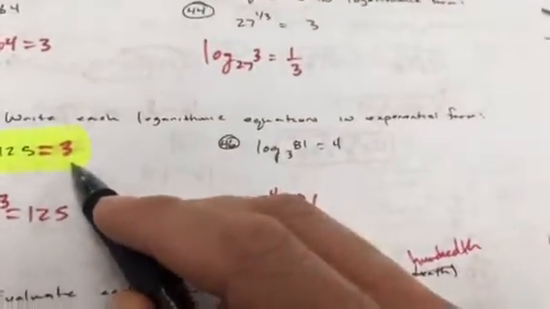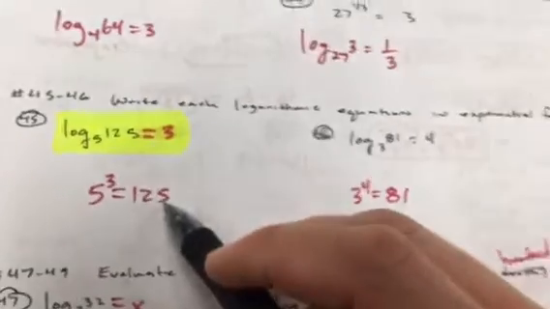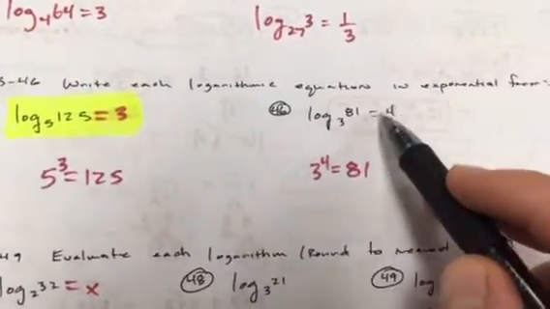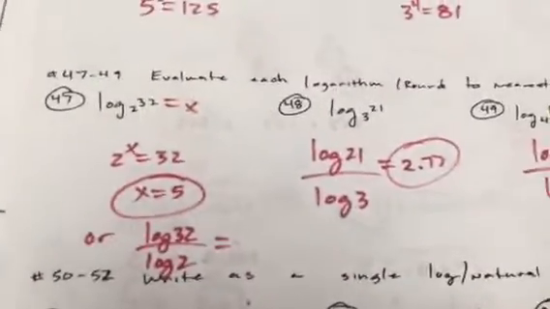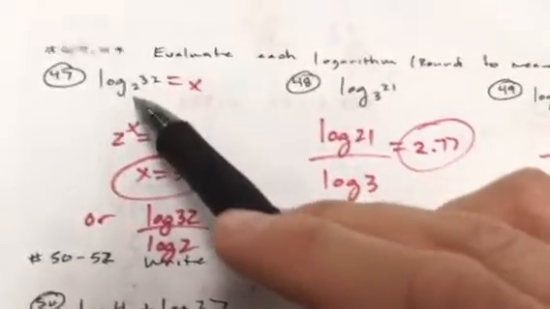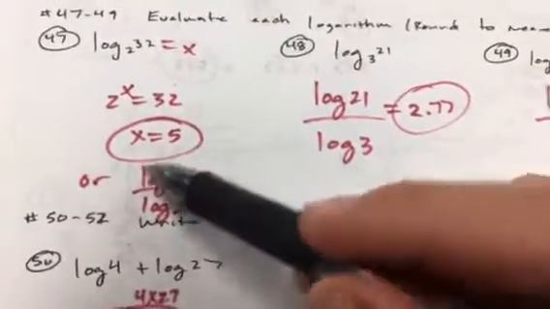Write each logarithmic equation in exponential form. 5 is the base, 3 is the exponent, 125 is the answer. 3 is the base, 4 is the exponent, 81 is the answer. Guys, evaluate. You could use change of base, or 2 to the what power gives you 32, and it's just 5. You get the same thing here.